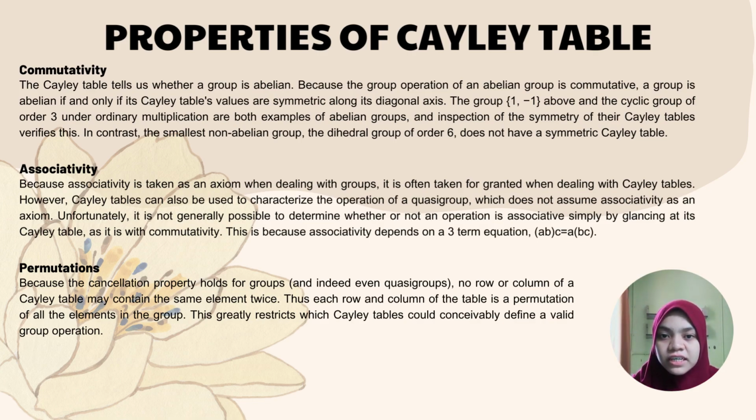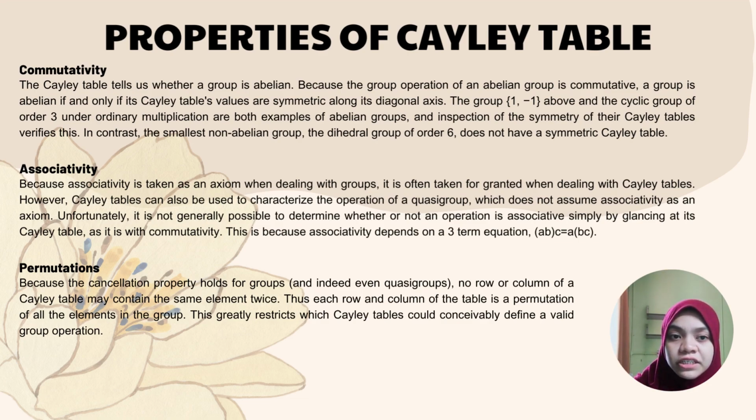This is because associativity depends on a three-term equation, while the Cayley table shows two-term products. However, light's associativity test can determine associativity with less effort than brute force. And the last one is permutation.